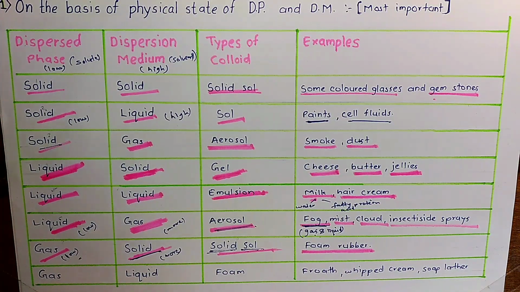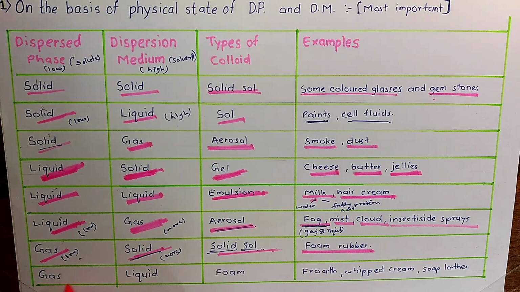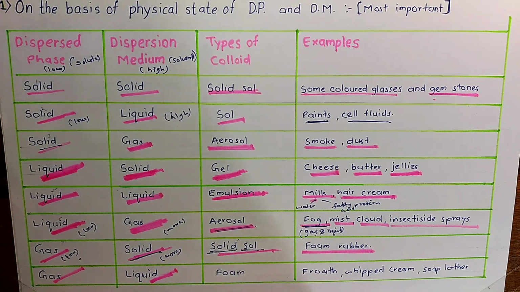And the eighth type of colloid is where a gas is the dispersed phase and the dispersion medium is a liquid. The type of colloid is a foam. Examples of foam are froth, whipped cream, and soap lather.